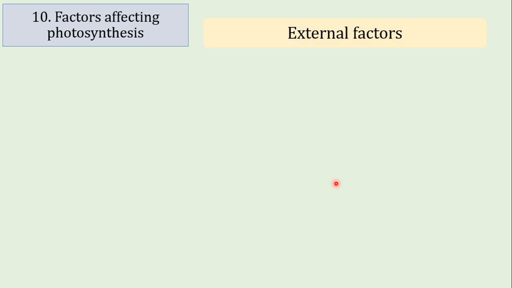Now we will discuss about the external factors that affect the photosynthesis and how they affect the photosynthesis process. We have discussed about the role of light during photosynthesis.